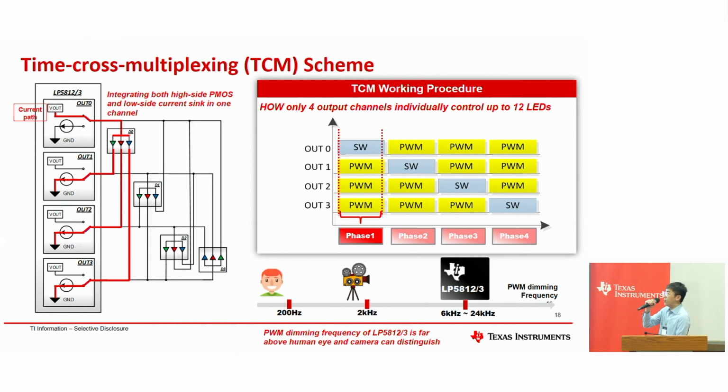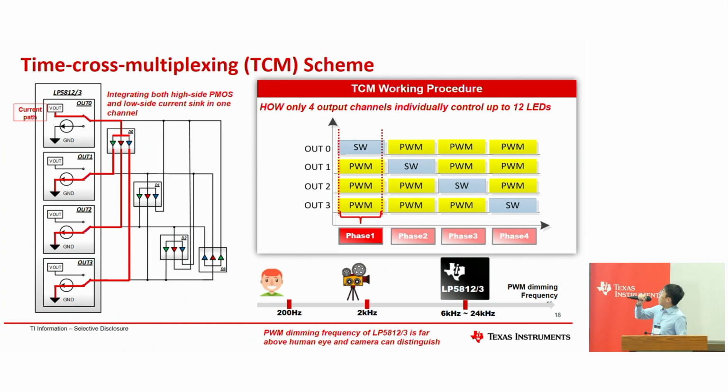So this page introduces what we call the time cross multiplexing control scheme. For traditional multi-channel LED drivers, usually one channel of current sink controls one single LED. So how many channels we have generally determines how many LED dots we can support. But with this time cross multiplexing control, we can use only 4 output channels to support up to 12 single-color LED dots. And how this is accomplished is that we have internal PMOS switching FETs integrated into the output pins. So this is a picture showing you how those switchings are done.